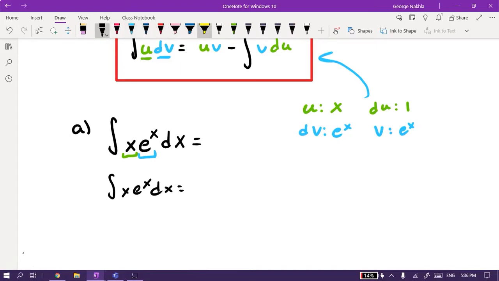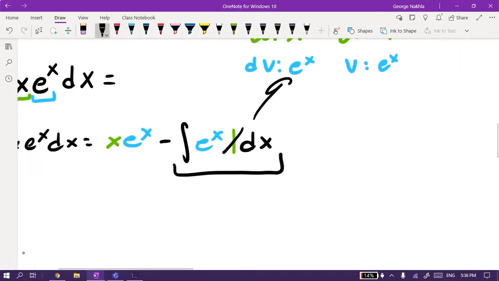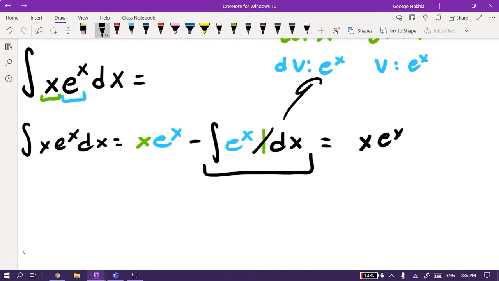So we want uv, our u is x, our v is e to the x, minus the integral of our v, which is also e to the x, and our du value, which is just 1, and then of course dx at the end. So we actually know how to take the integral of this. This one you can just ignore, and we said up here that the integral of e to the x is just e to the x. So your final answer all in all is x e to the x minus e to the x, and of course you can't forget that plus c.